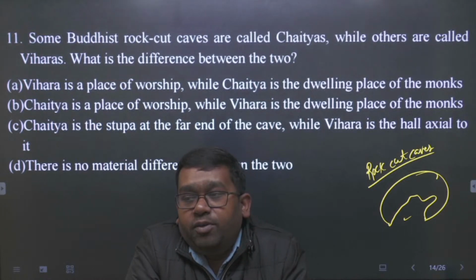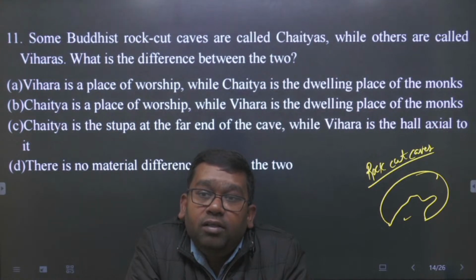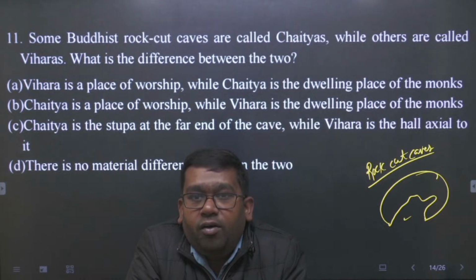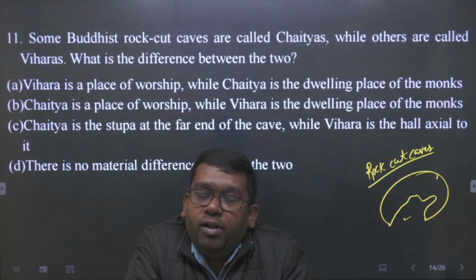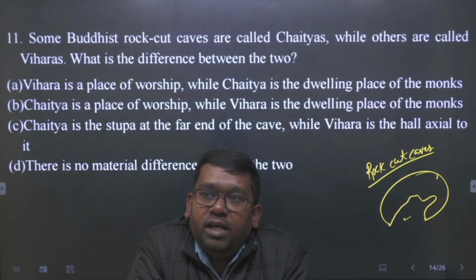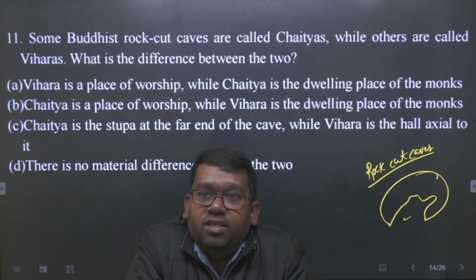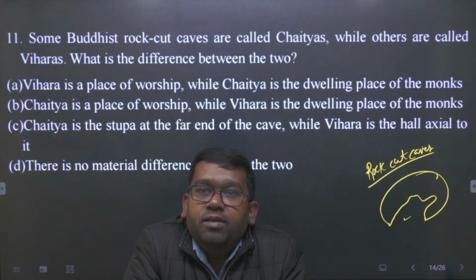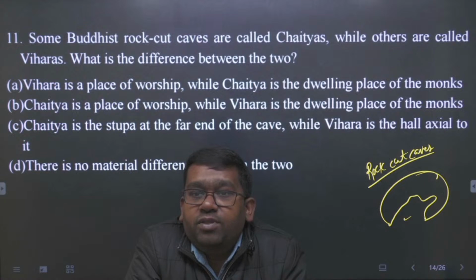So Chaitya is a place where especially the body and the remains of a guru, the body and the remains of Buddha or his followers, are kept. So in Buddhism, whichever guru it is, where their body or their remains are kept, we call it a Chaitya, and where people also worship. And Vihara is a place where the monks are residing. Where monks live, we call it a Vihara.